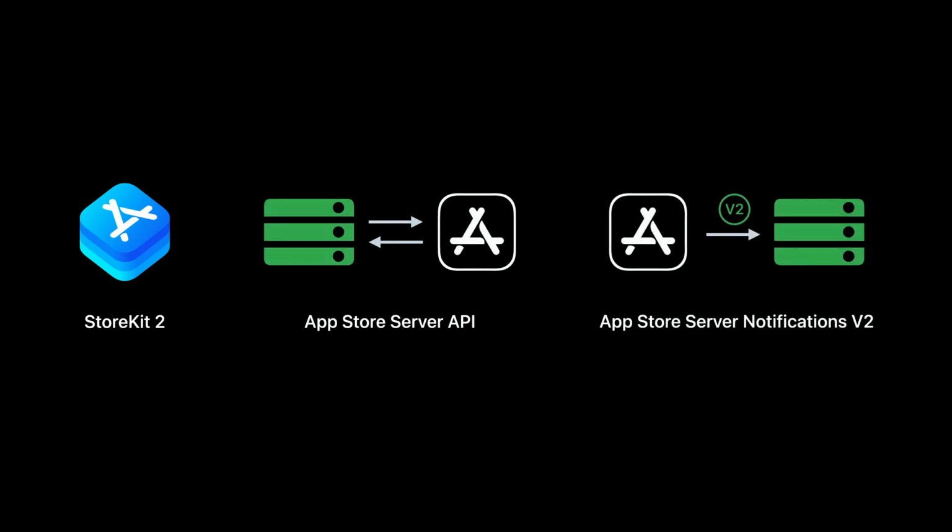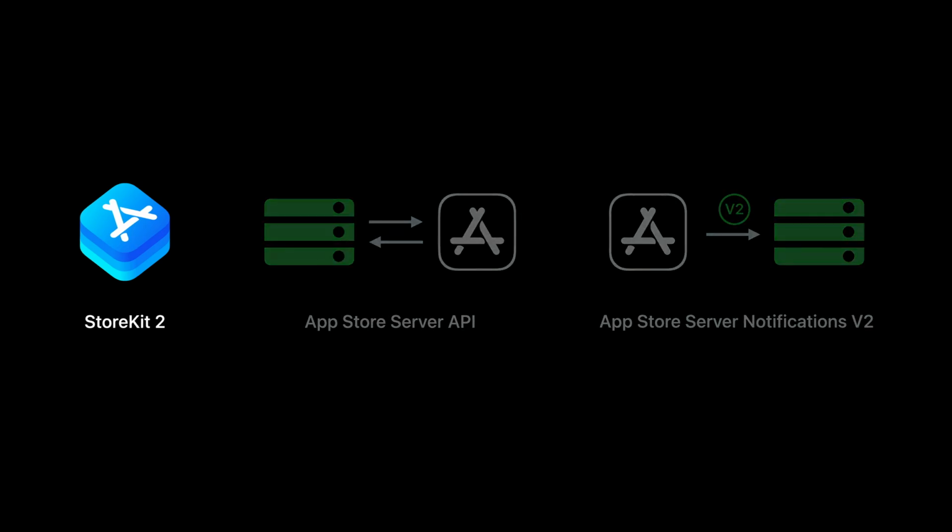Last year, we introduced StoreKit 2, a set of new APIs designed from the ground up to make it simple to integrate in-app purchases. StoreKit 2 uses modern language features, including Swift concurrency using the async await pattern.